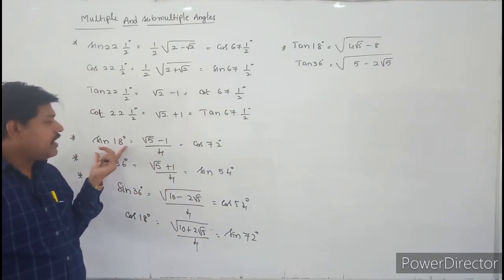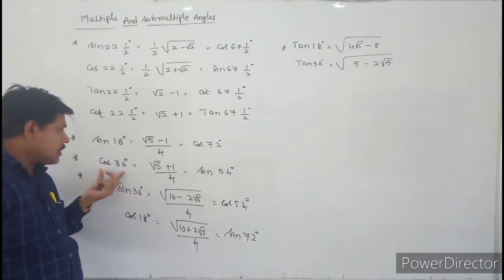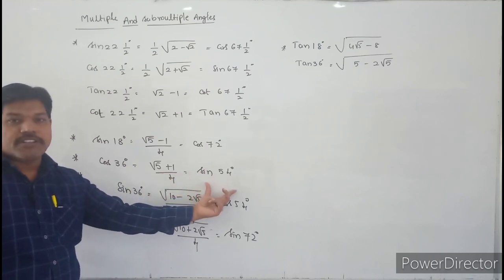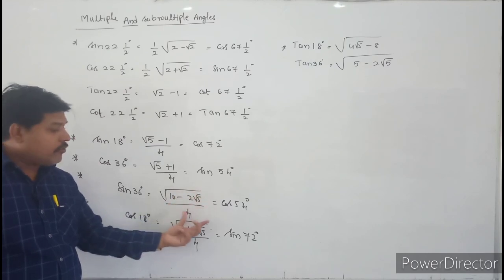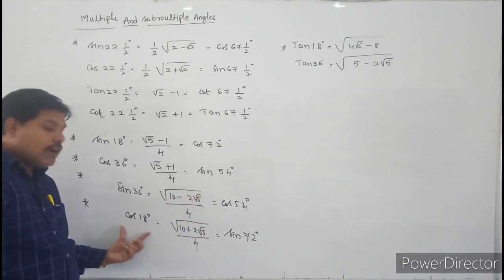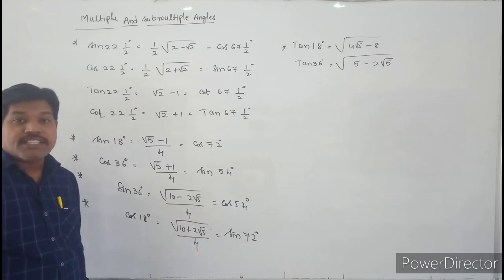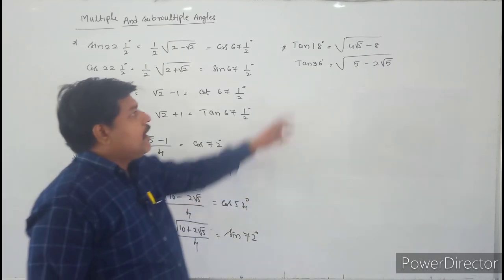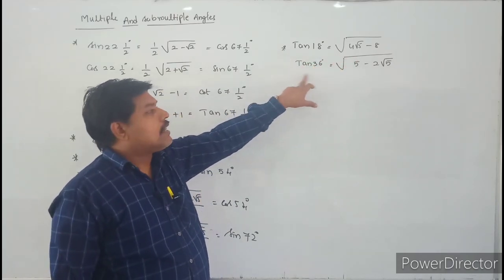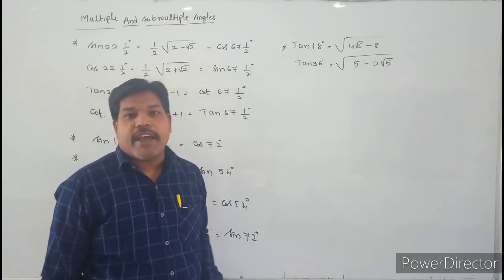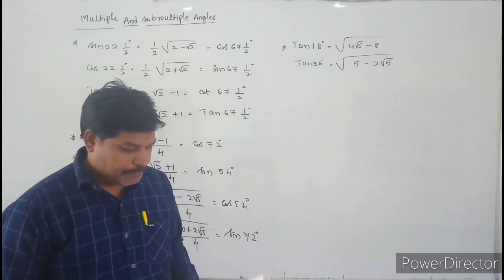Sine 18 value is nothing but root 5 minus 1 by 4. That value is nothing but cos 72 degrees. Cos 36 is nothing but root 5 plus 1 by 4. That is nothing but sine 54 degrees. Sine 36 is nothing but square root of 10 minus 2 root 5 by 4. That is equal to cos 54 degrees. And cos 18 is nothing but square root of 10 plus 2 root 5 by 4, that is sine 72 degrees. Tan 18 degrees is nothing but the square root of 4 root 5 minus 8. And tan 36 value is nothing but the square root of 5 minus 2 root 5. Okay. So see these values, students, we will use in the problems.